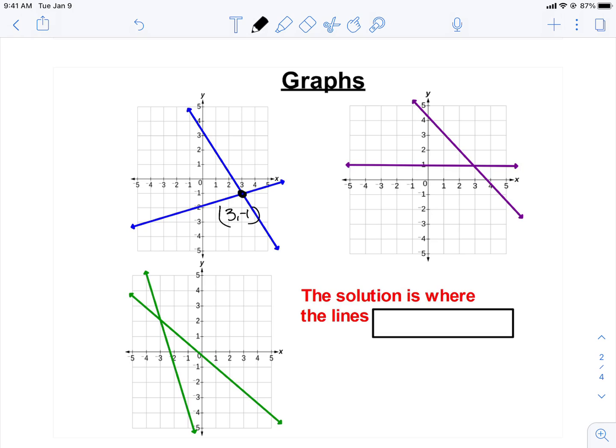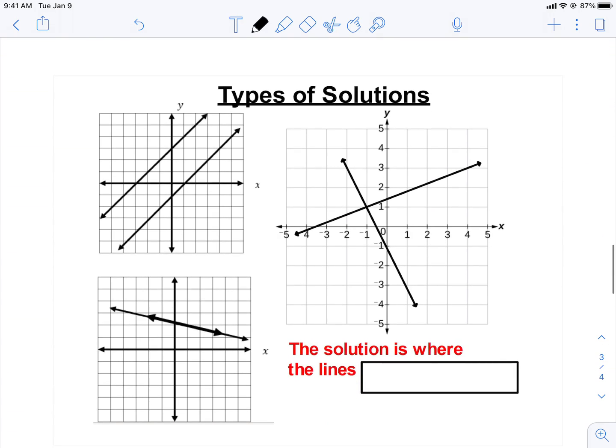On the purple graph, again, the point of intersection. This time I go over 3, but I go up 1, so that point of intersection is (3, 1). Looking at the green graphs, I have a point of intersection right here. That is (-3, 2). The solution is where the lines intersect, which means cross, where the lines are crossing.